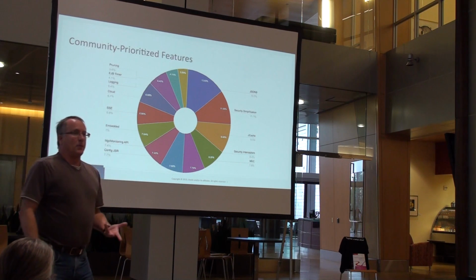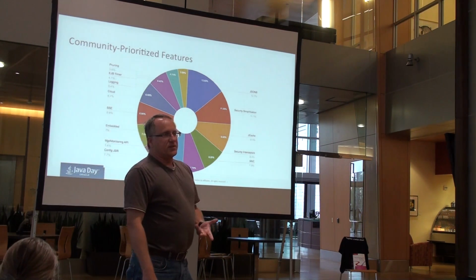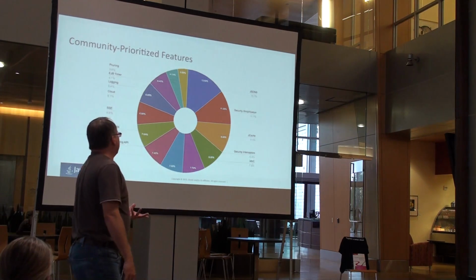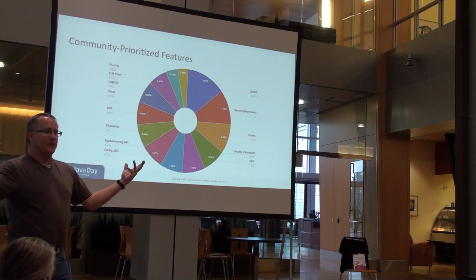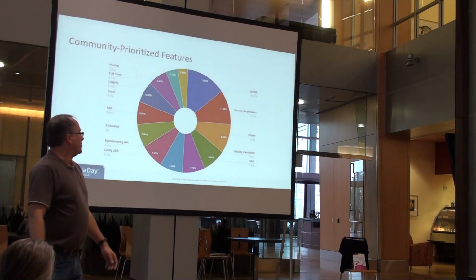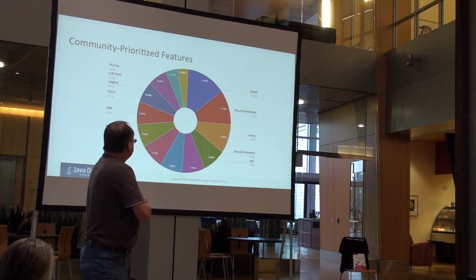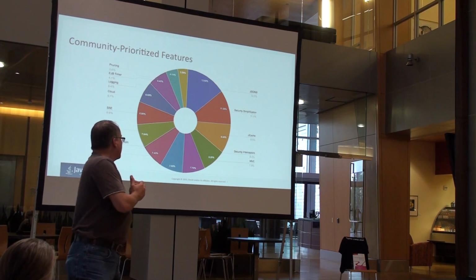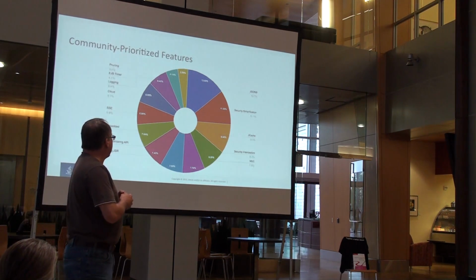By far, what people wanted the most was a JSON binding API. So in Java EE 7, we introduced JSON processing. But there was no way to actually take JSON and bind it automatically to a Java object, kind of like you do with JAXB and XML. That was the biggest requested feature. Security. People really wanted to see a lot of work around security in Java EE, so I'll cover that more.